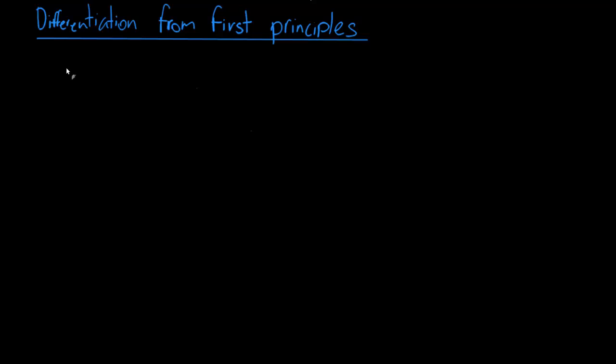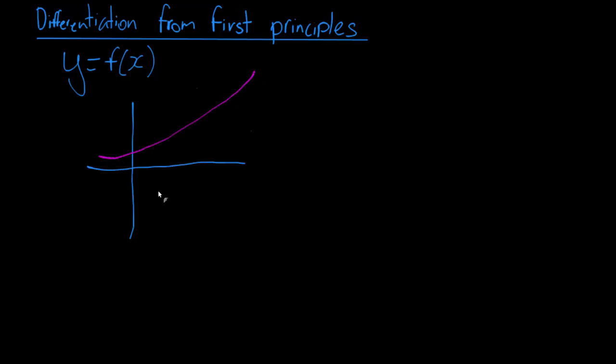So let's start off imagining we've got a function, y equals f of x. So just a general function, and I'll draw a quick axes. Let's swap colour as well. So let's say we've got a function something like this. It's a curve, which means the gradient is changing all the time. It looks like it's quite straight here, but it's curving all the time upwards that way.